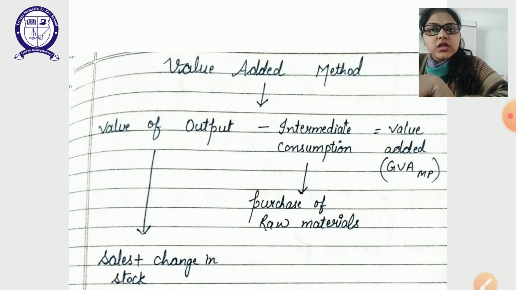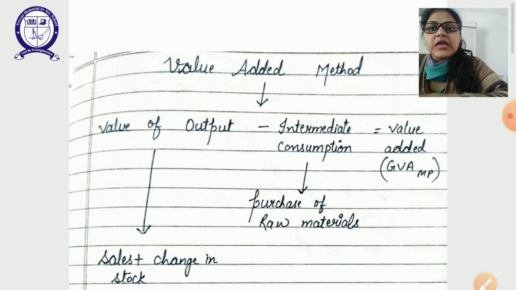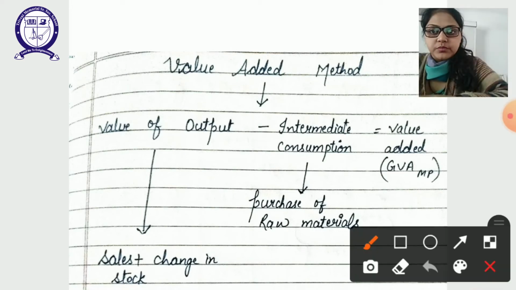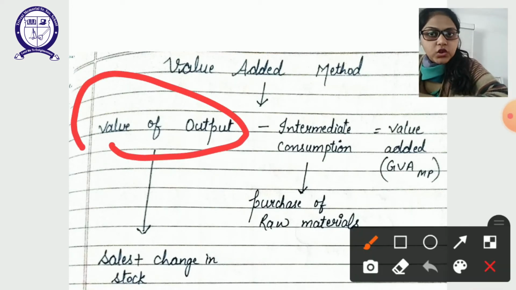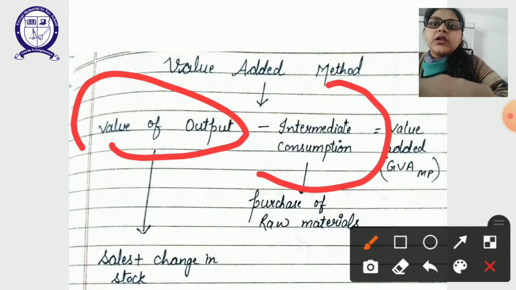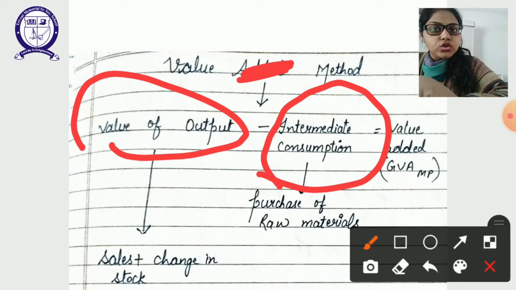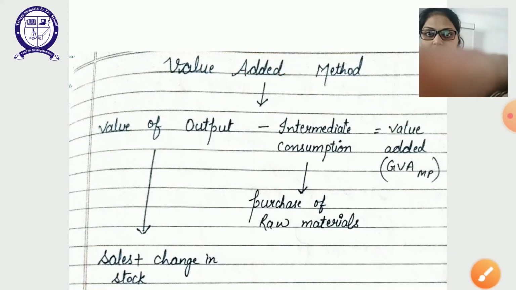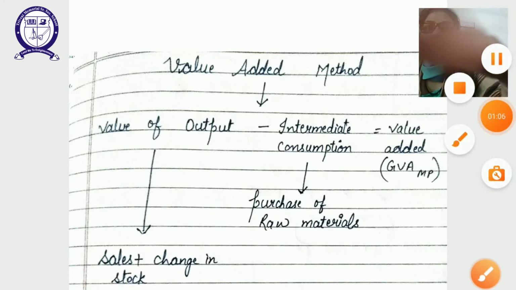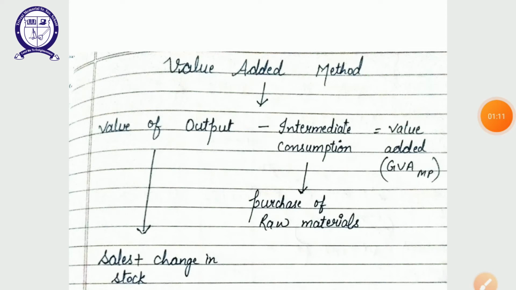Now this can be calculated with the help of value of output minus intermediate consumption. Firstly value of output and then intermediate consumption. When you take both things, then after that you deduct both of them, then you will get GVA at MP. Now GVA at MP means gross value added at market price.